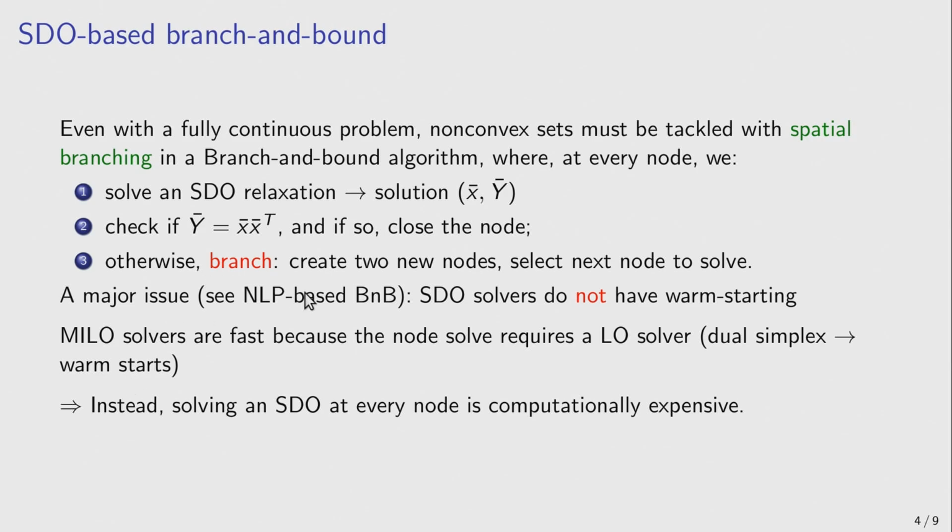And branching means that you need to create two new nodes by branching on one of the variables. It can be any variable. Both the X and the Y variables are suitable. And you create two new nodes, each of which will have, as a relaxation, a semi-definite optimization problem. At each such node, you have to do this.